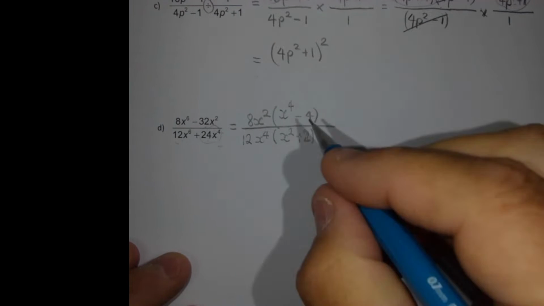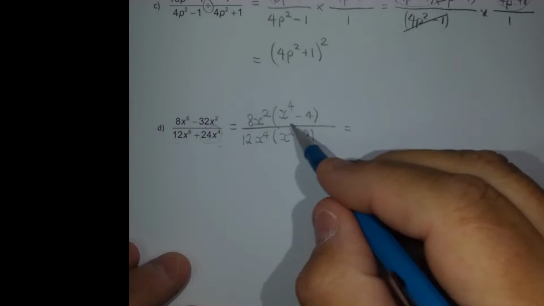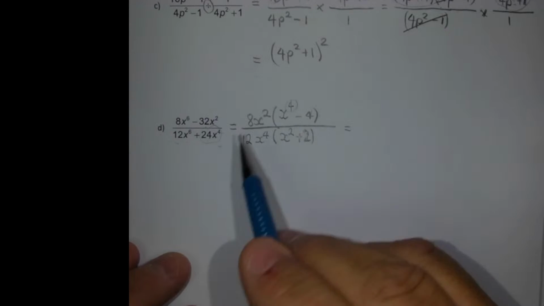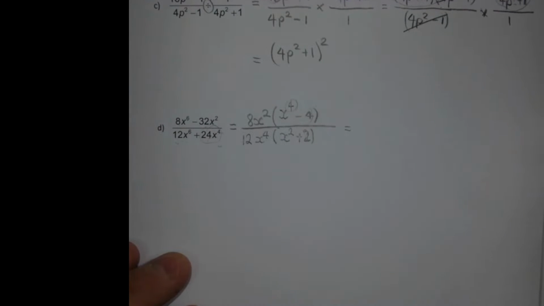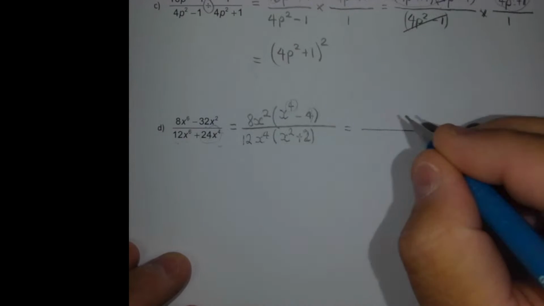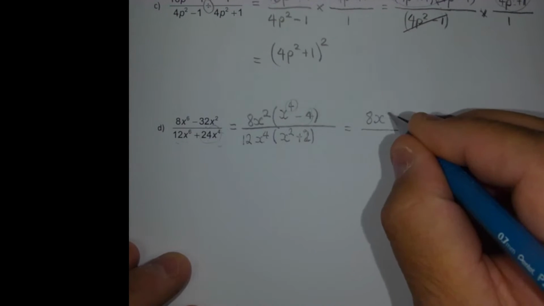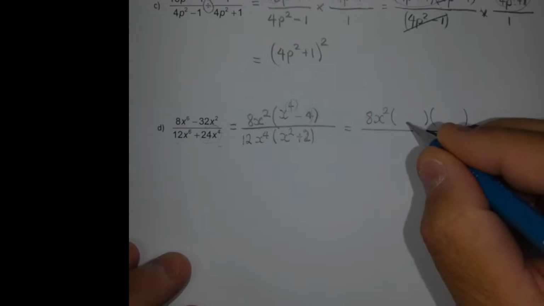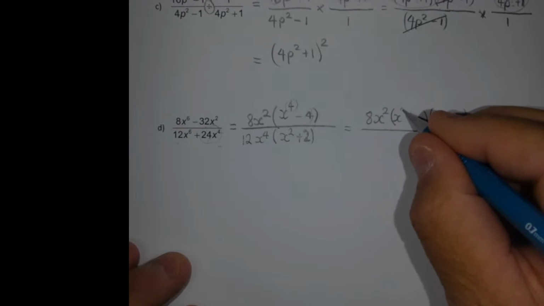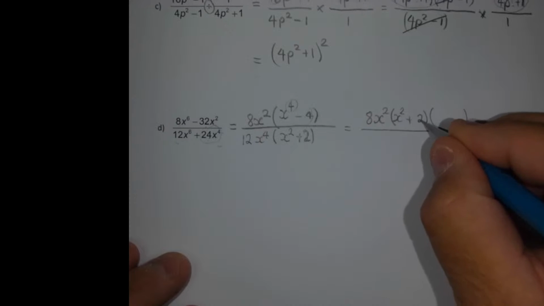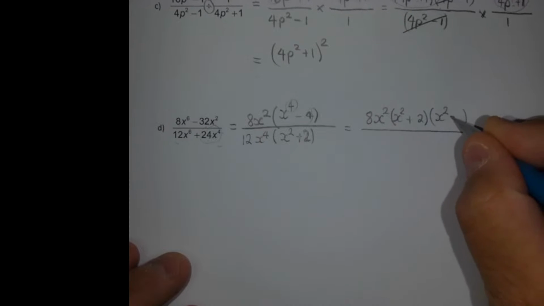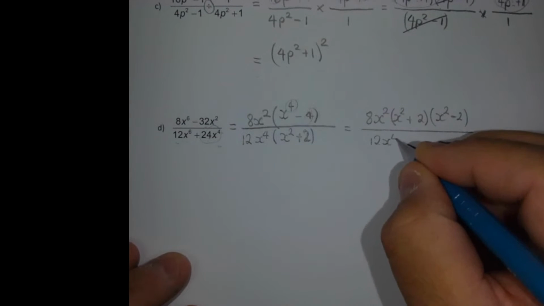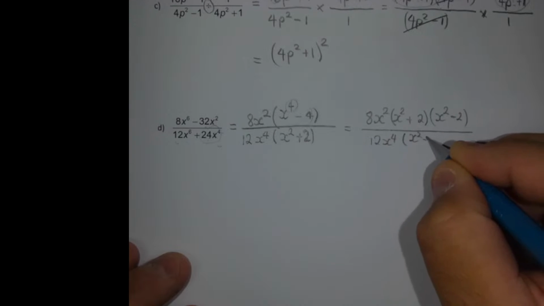Okay, now in the numerator, I further know that after I've factorized here, I've got a difference of 2 squares. It is a difference. There is an even number exponent. There is a perfect square. So I'm going to keep the 8x squared over here. Then I'm going to say this is a product of the sum and the difference of the square root. So x to the power of 2, which is the square root of x to the power of 4, plus 2, and x to the power of 2 minus 2. In the denominator, then I've got the 12x to the power of 4 times x squared plus 2.